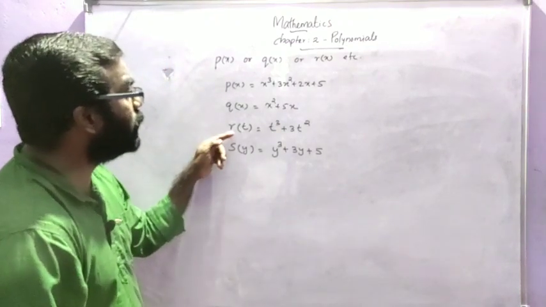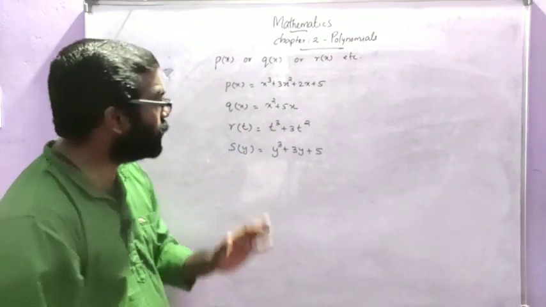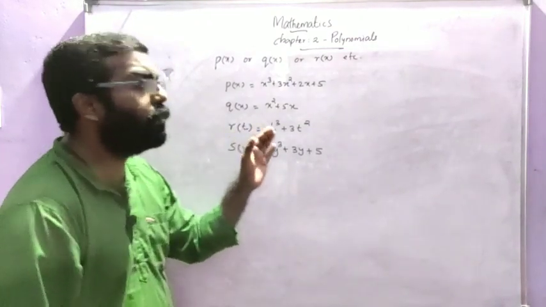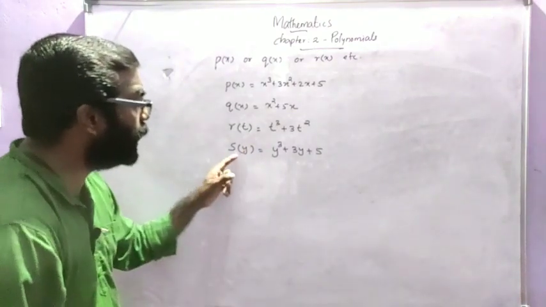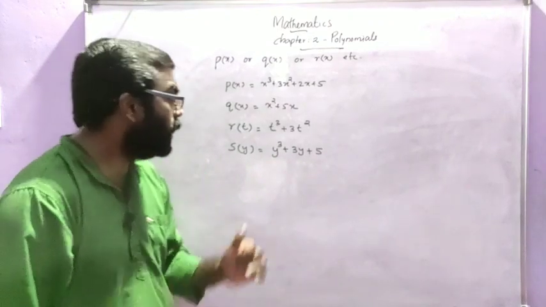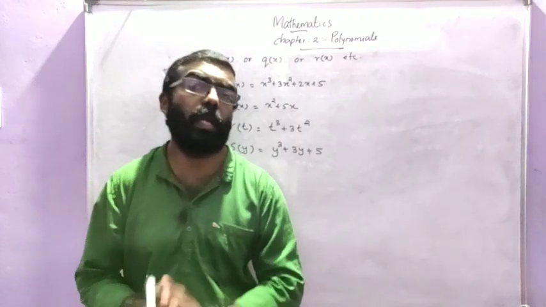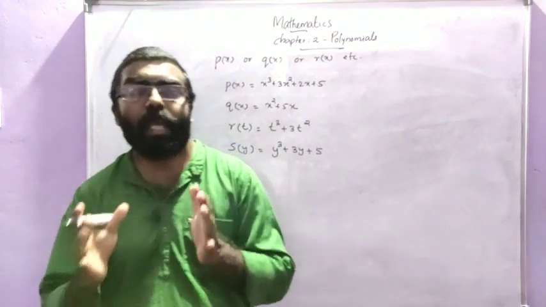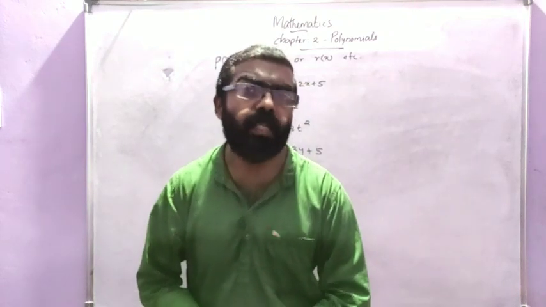And in the third example the variable is t, so we can say that r of t is a polynomial in the variable t. And in the last example s of y, here the variable is y, so we can say that s of y is a polynomial in the variable y. Clear? Now a polynomial can have any finite number of terms.